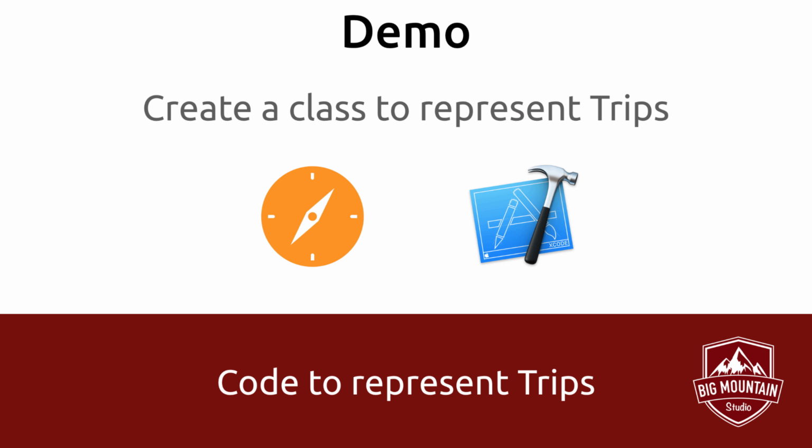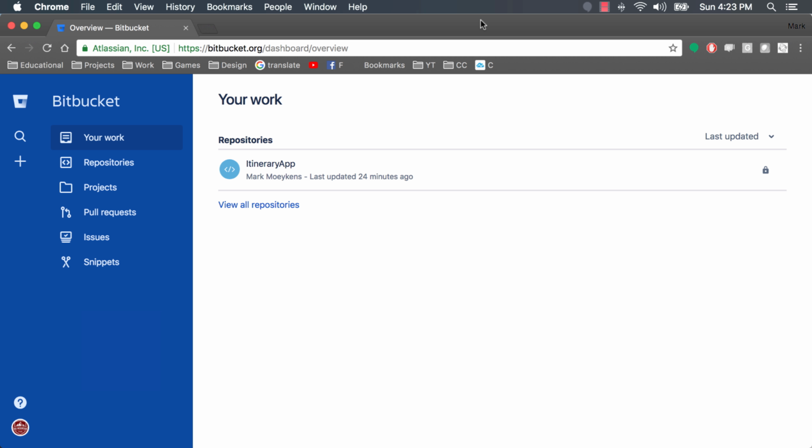We want a class that holds the trip data that we can pass back and forth between the view controller and the data access part. Okay, we're going to go into Bitbucket and we're going to go into our repository for our Itinerary app.